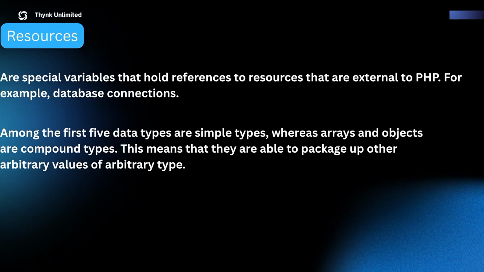The final data type in PHP is called a resource. A resource is a special kind of variable that holds a reference to an external resource outside of PHP's own memory. Unlike integers or strings, resources don't actually contain the data themselves. They act as links or pointers to something external that PHP interacts with.